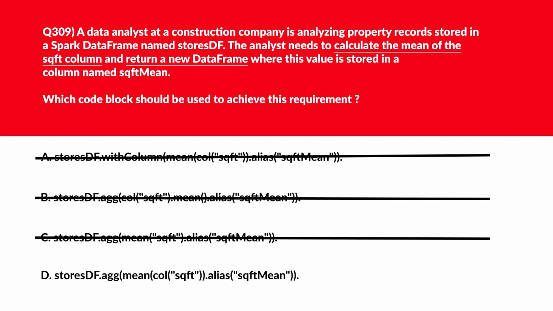Option C, mean square feet works, but without the column function it is less explicit and not the most accurate form. Incorrect. Now, option D basically uses dot aggregate with mean of column square feet to correctly compute the average and store it as square feet mean. Looks good. Option D is the right answer.